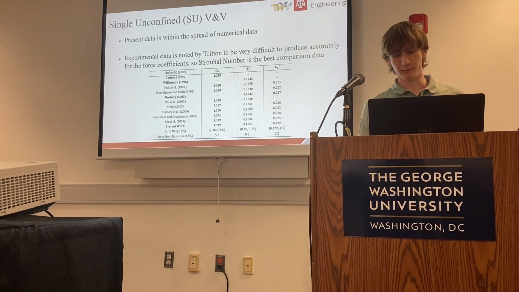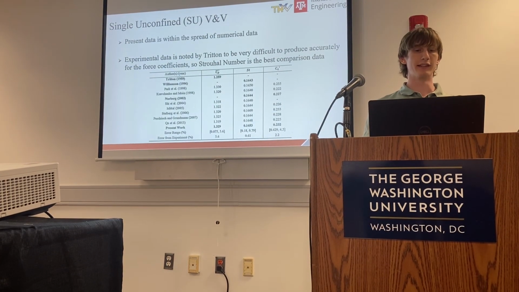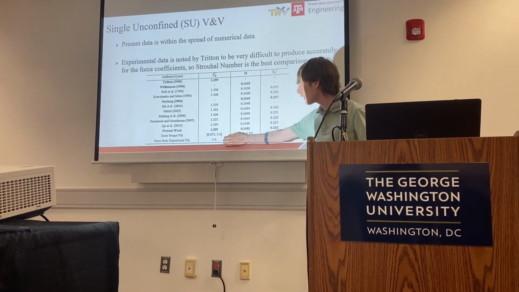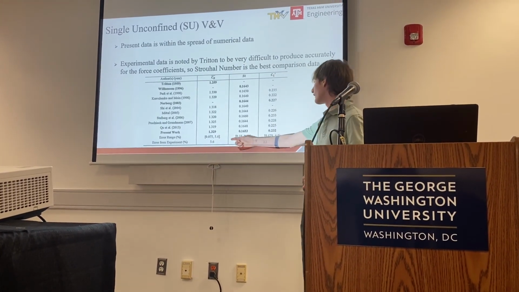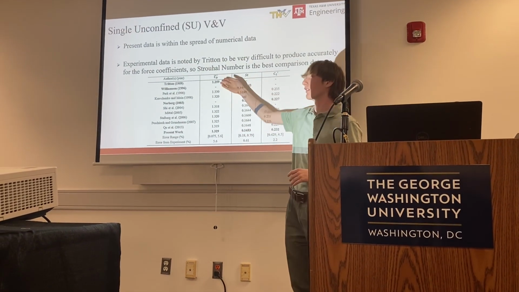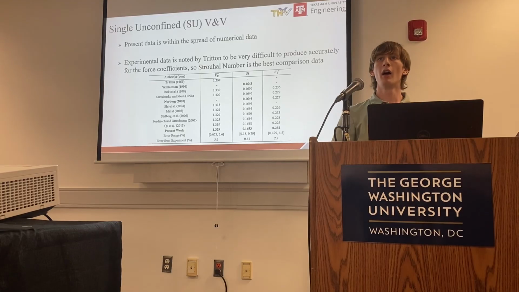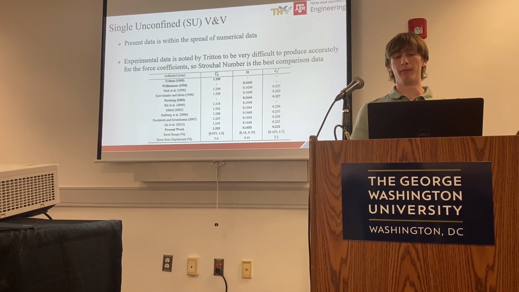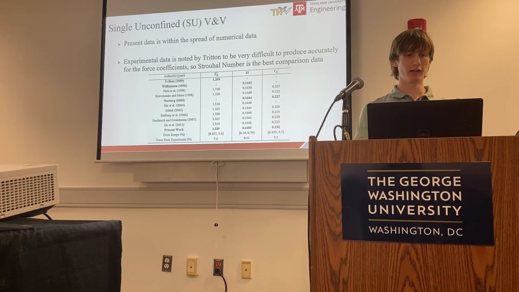That's where CFD comes in, because it is easier to collect this data from CFD than it is from experiments. So if we look at the spread of data, the maximum error we see is less than 6%, and that is the experimental error that was already stated to be highly inaccurate relative to CFD simulations.